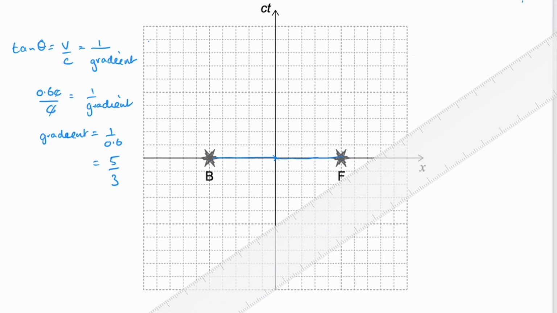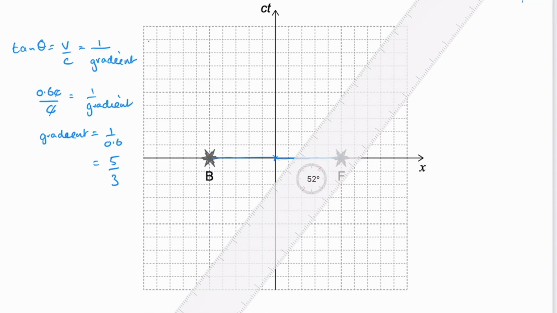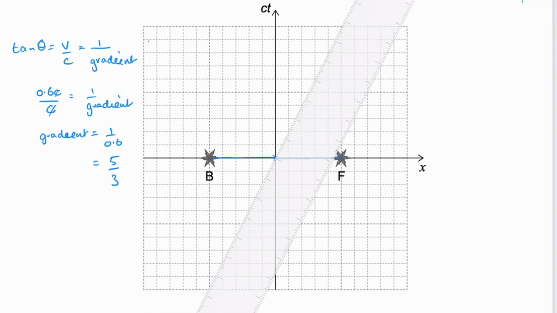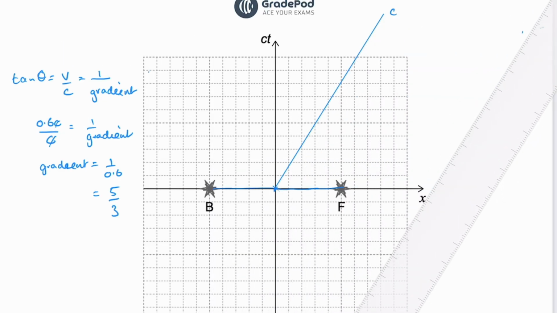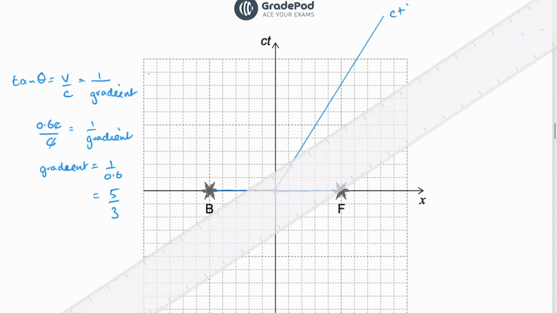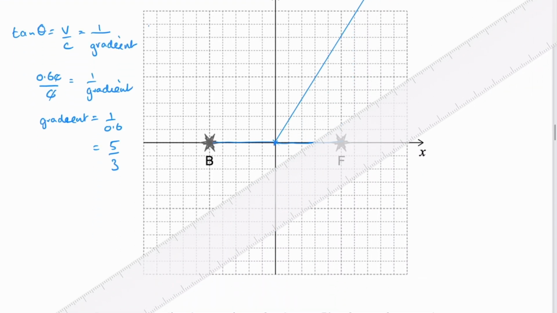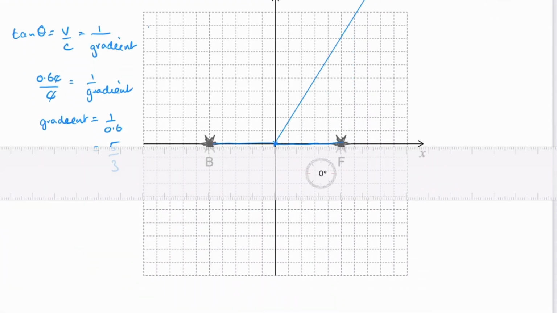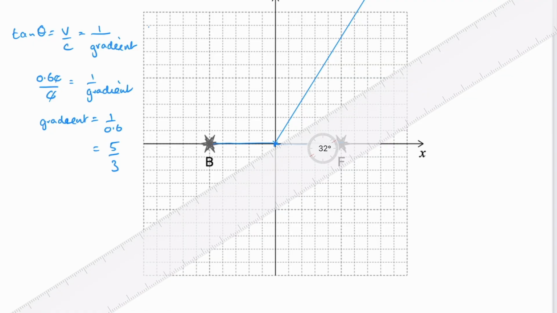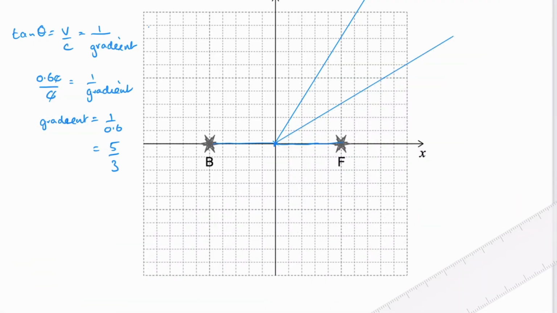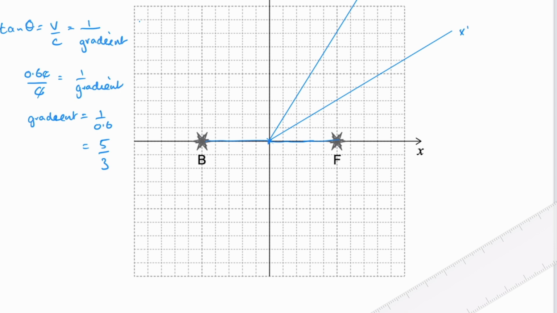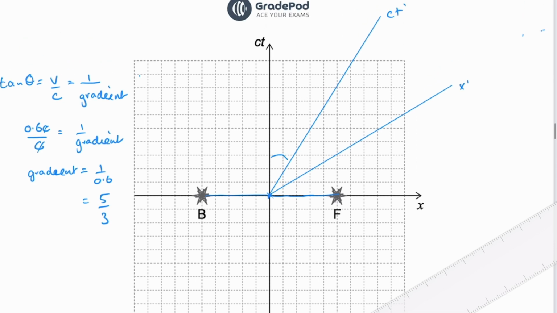So to plot this reference frame, we first want to do a line that is up 5, 1, 2, 3, 4, 5, and along 3. That's our CT dash. And then we have to do the same line for the x dash, but it's along 5, 1, 2, 3, 4, 5, up 3, and that's our x dash. And these 2 angles here are the same.